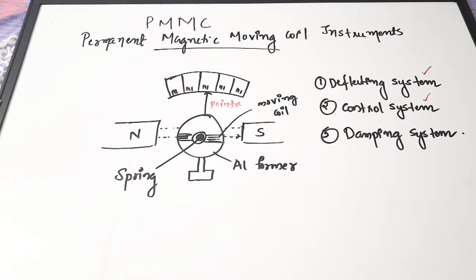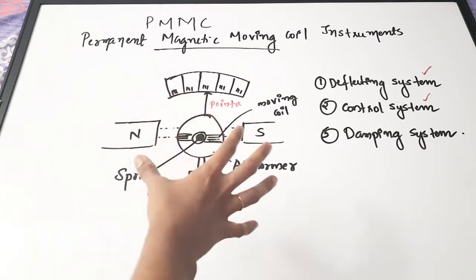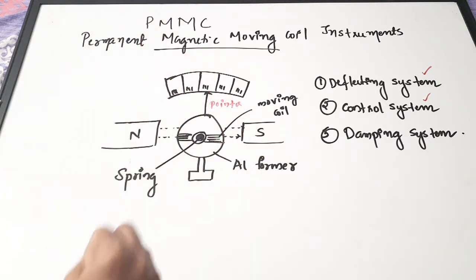There can be air friction damping, fluid friction damping, or eddy current damping. Here, since it is a magnetic system, since we are using magnets and magnetic control, the damping provided is nothing but eddy current damping. Okay, so I hope it is clear.